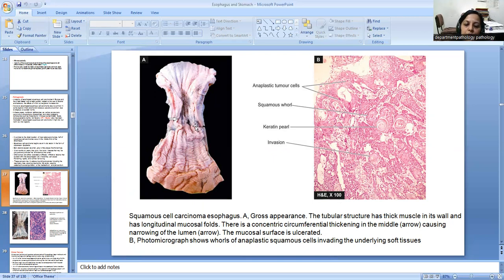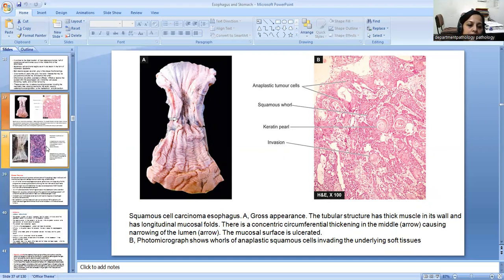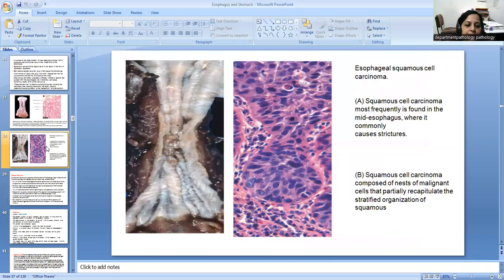B shows the photomicrograph of nests of anaplastic squamous cells. These are the nests invading the underlying soft tissue. So these are the anaplastic tumor cells, squamous nests with keratin, and they have already invaded the basement membrane. So this is the invasive type.